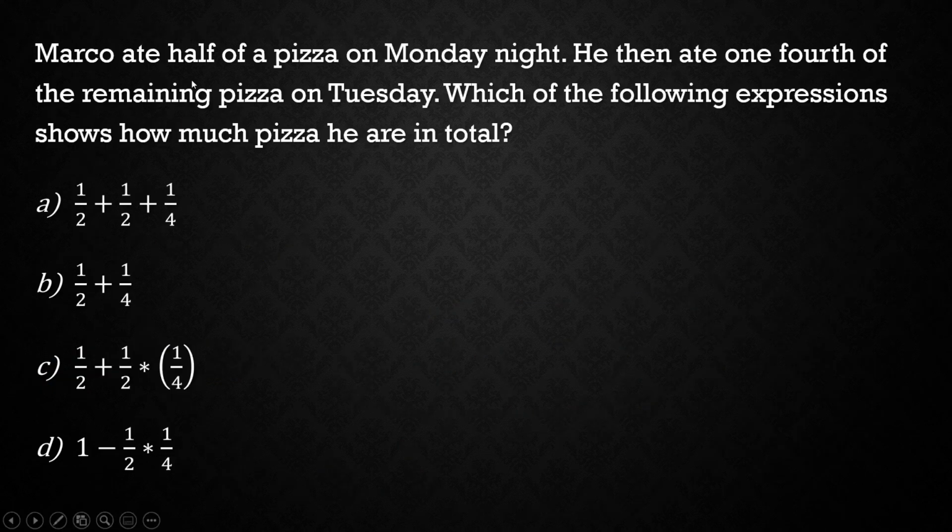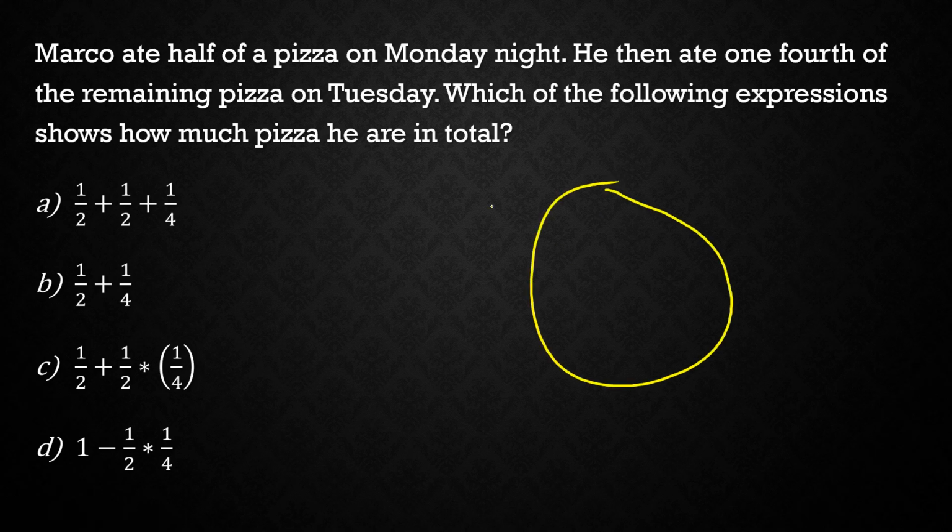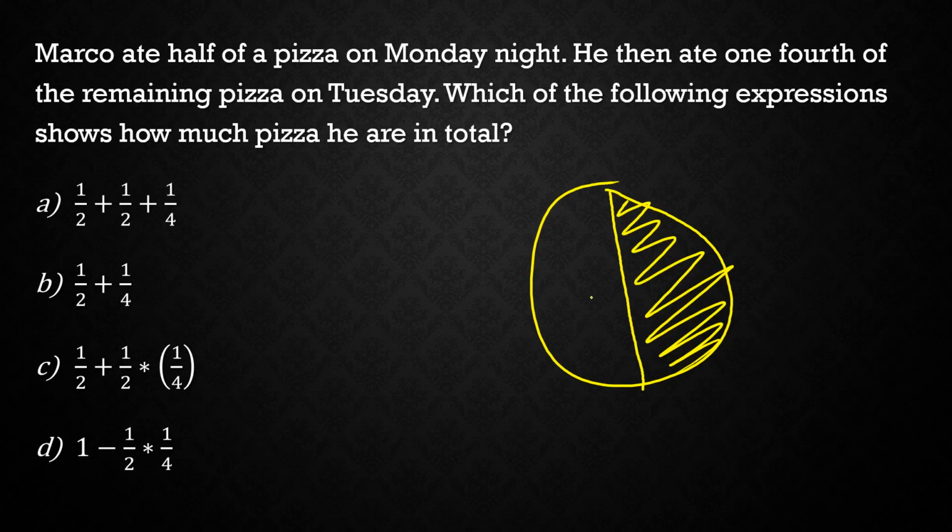Next one. So Marco ate half of his pizza on Monday night, then ate 1/4 of the remaining pizza on Tuesday. Which of the following expressions shows how much he ate in total? So on the first night, he ate 1/2. So 1/2 of it is gone. Then on the second night, he ate a half of the half. Okay, so he ate a total of 3/4 of his pizza, right?